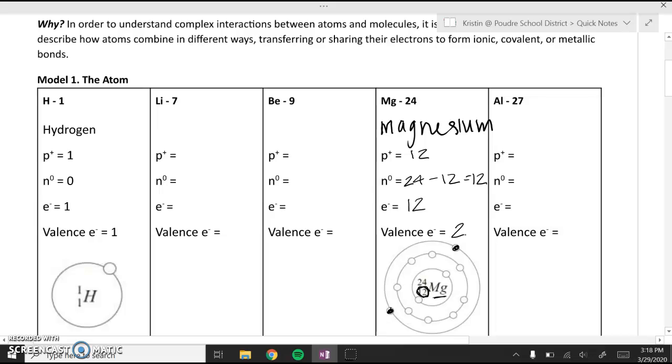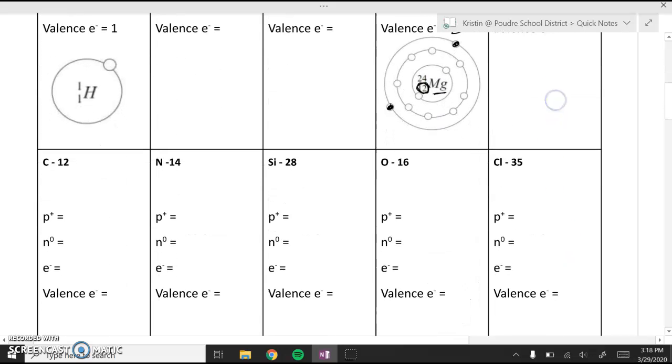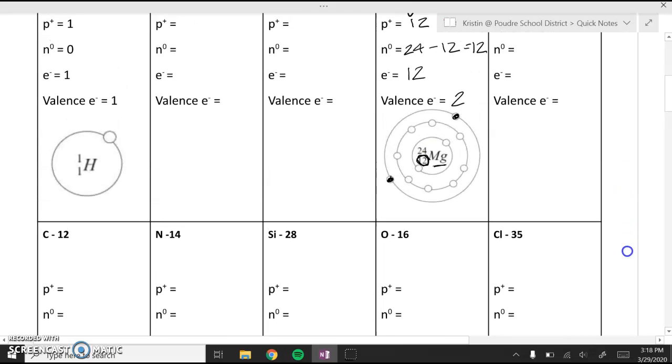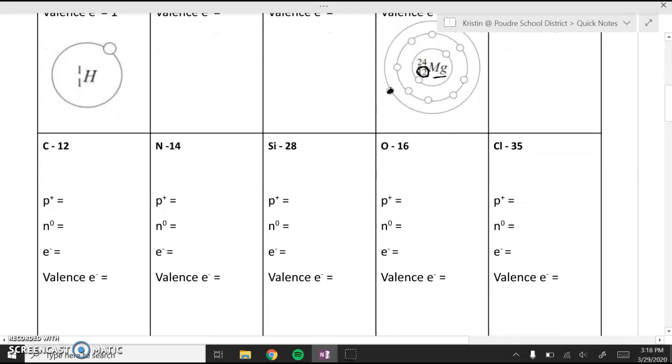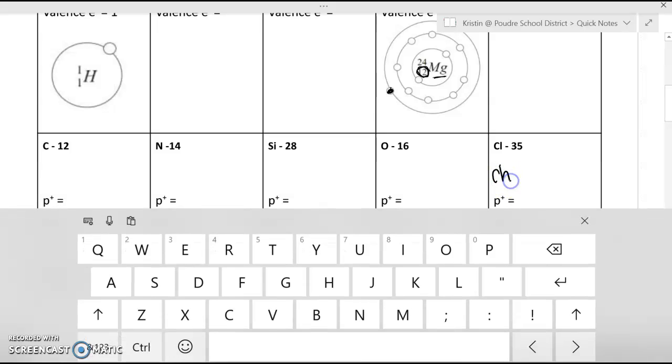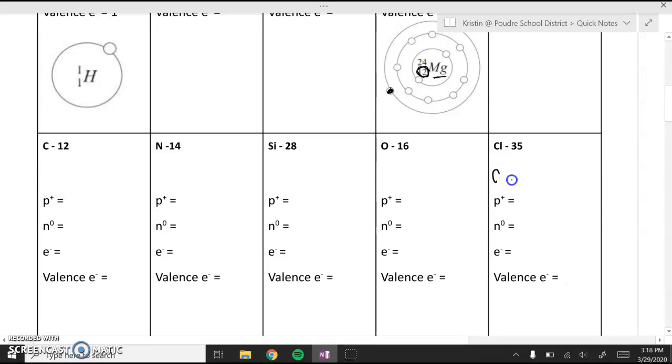Okay, I'm going to pick one more for y'all. Let's see, maybe, let's look at chlorine. So chlorine is number 35, and so we can write its name based on the periodic table.